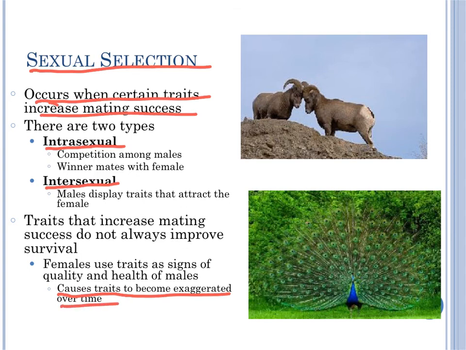With these bighorn sheep, the males butt heads until one quits, and then the one that is the winner would have the ability to mate. In the peacock, this big display of feathers is to attract the female. The female finds that pleasing in some way and says that you're a better mate, and as a result, that trait gets passed on, which becomes much, much more exaggerated than it was in previous peacocks.